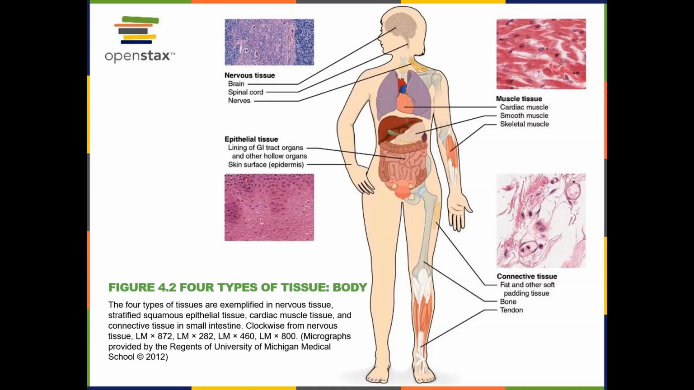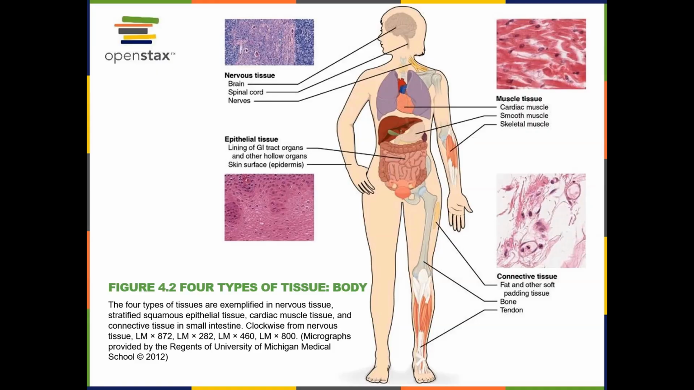Epithelial tissue is found on the surface of the body. The skin surface, or epidermis, is an example of an epithelial tissue. But a variety of organs in the body have epithelial tissue forming lining. For example, all through the gastrointestinal tract, there's epithelial tissue forming the inner lining of your stomach and your intestines.